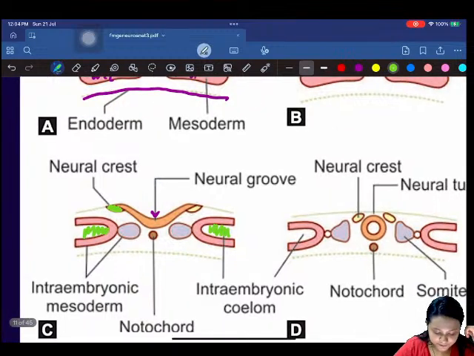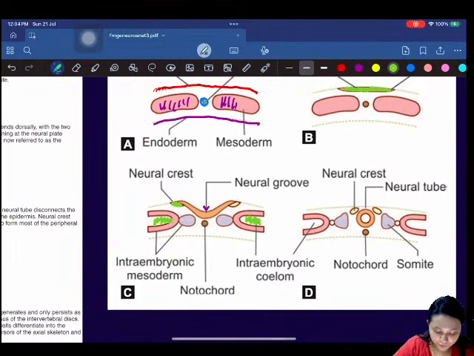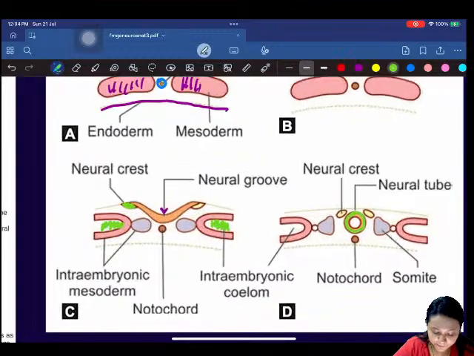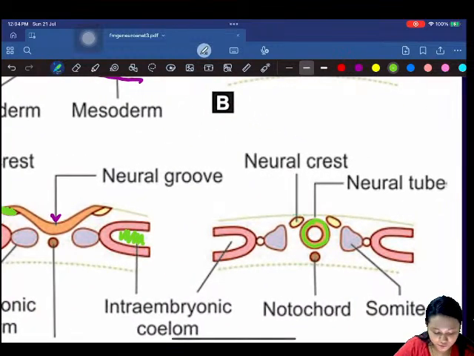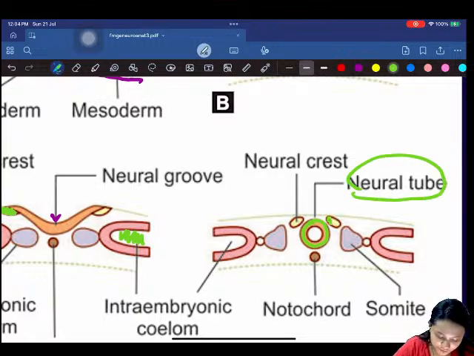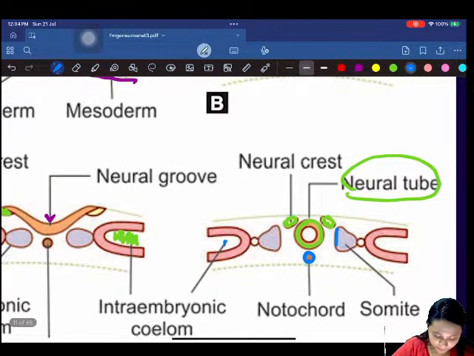Then what happens after it goes down? This invaginates down and it forms a tube. This groove forms a tube, and that tube is known as the neural tube. And on the sides the crest will also disintegrate to form the neural crest cells. You know that the notochord lies below the neural tube. And then you have the intraembryonic coelom. You have the somite formation also.